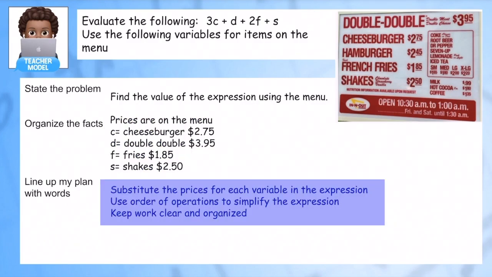And here's my plan. We're going to substitute the prices for each variable in the expression using those prices on the menu. And we're going to use our order of operations to simplify the expression. And again, attending to that precision, I'm going to make sure that my work is clear and organized so that I can follow my steps and other people can as well when they give me feedback. Hit pause so you can jot this down into your notes.